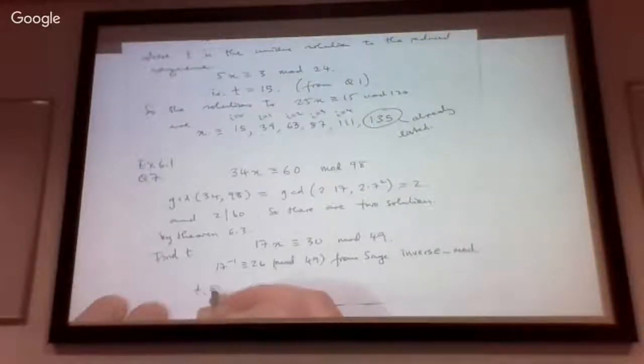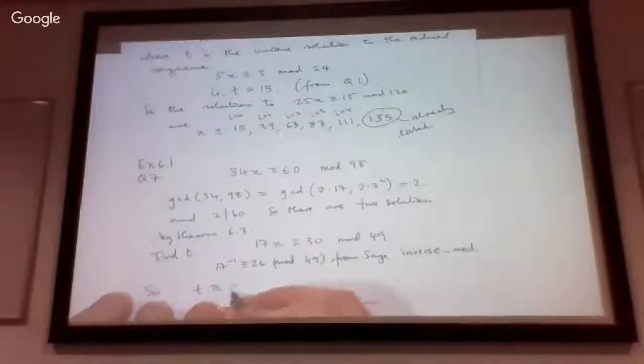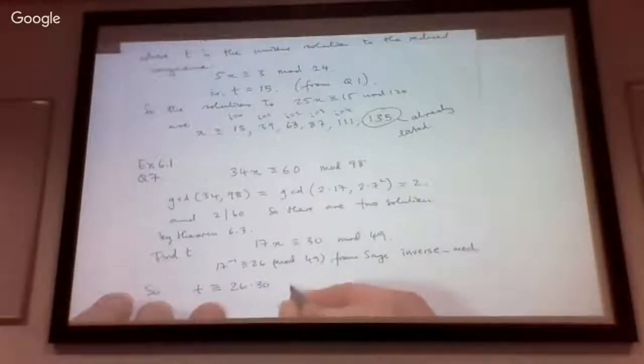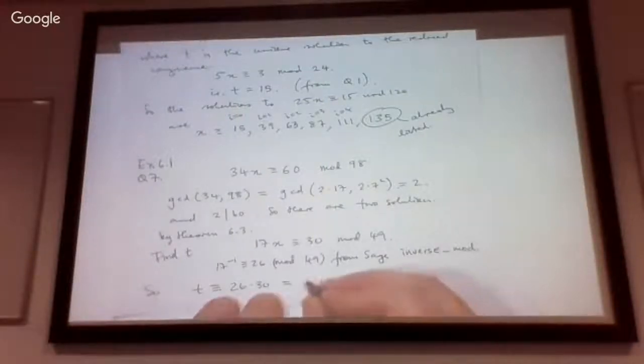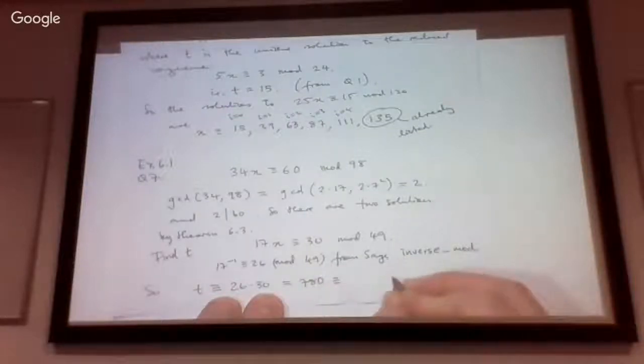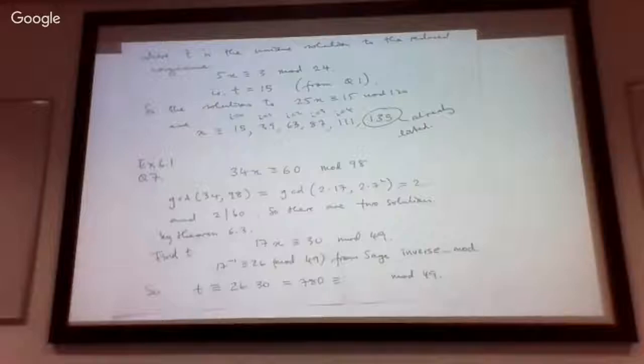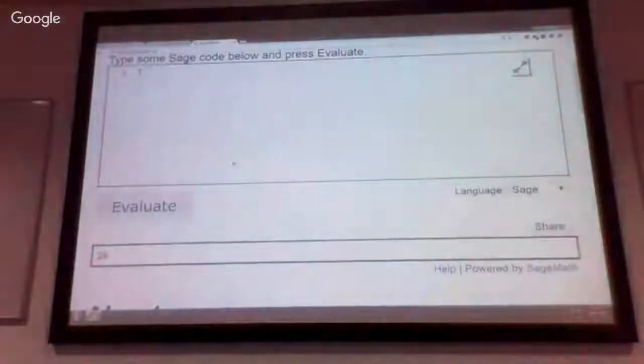So T, our unique solution, is something congruent to 26 times 30. Anybody calculated 26 times 30? 780. And what is that modulo 49? 780 mod 49 is 45. Okay.